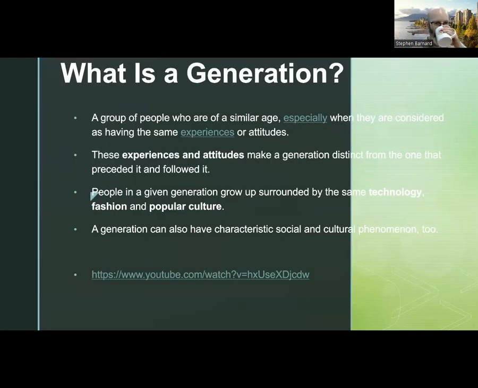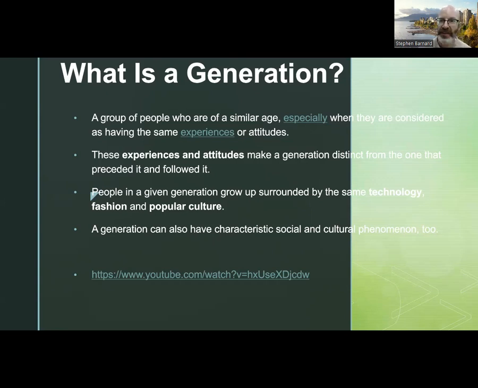Okay, so what is a generation? When we talk about a generation, we are talking about people that are of similar ages. Usually there's a 10 to 15 year category for a generation. And this is especially true when we consider that people in a certain generation share the same experiences or attitudes. And the experiences and the attitudes that they have make them distinct from the generation that preceded them and the one that follows them. People in a given generation grow up surrounded by the same technology at roughly the same age, also the same fashion and popular culture. They might not like the fashion. They might not always use the technology that's available. They might not be interested in all parts of the popular culture, but because they grow up in that time, in that place, they can't help but be influenced by it.